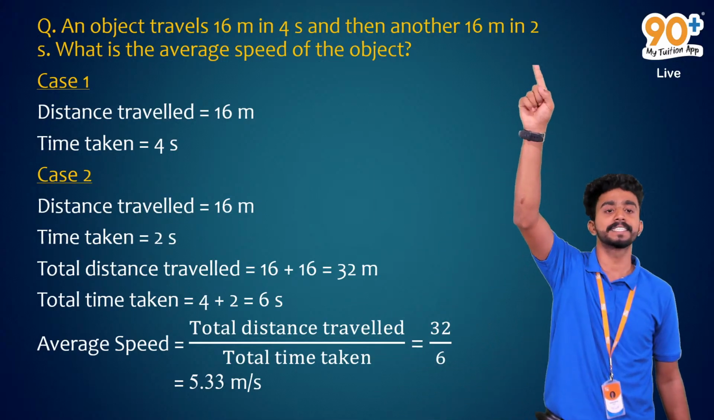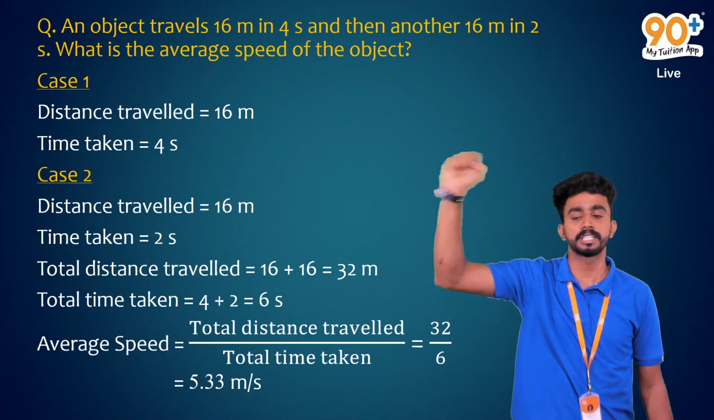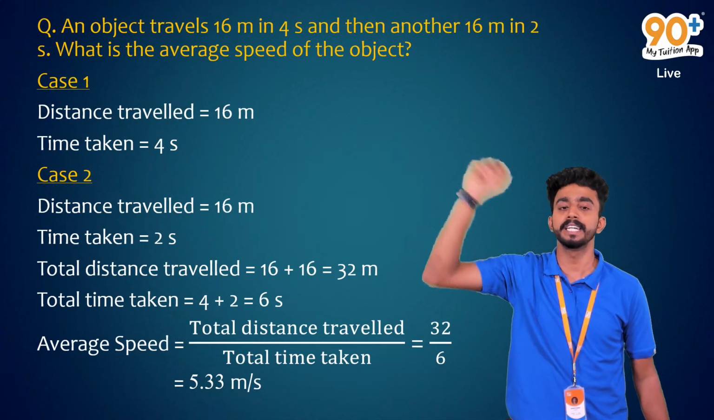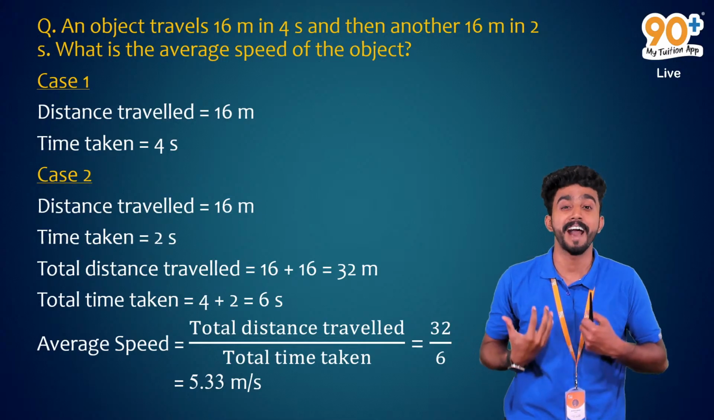Then in the second case, 16 meters divided by 2. 16 by 2 will be 8, so it will be 8 meters per second. So we got the speed in each case. But how will we find the average speed?